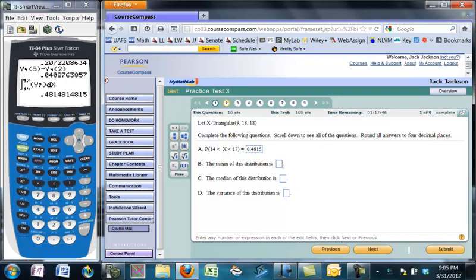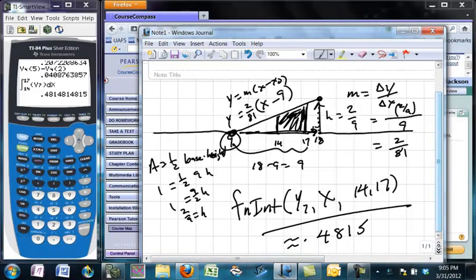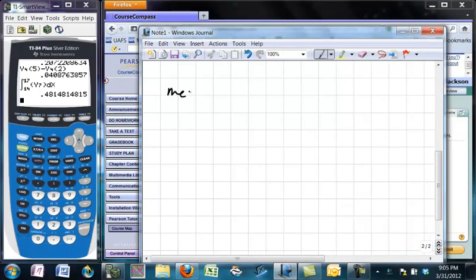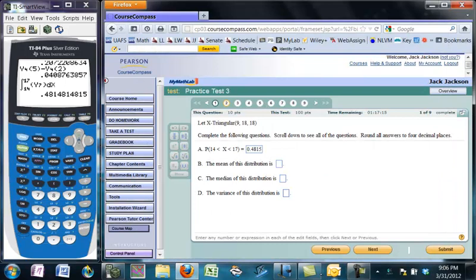We could also calculate that by hand. Now how about the mean of the distribution? The mean of the distribution in general, of course, is denoted by mu. That's also known as the expected value of x. And that is, you take x times the PDF of x, and you add that up over all x's that make sense, dx. Okay, so in our case, that's going to go from 9 to 18.